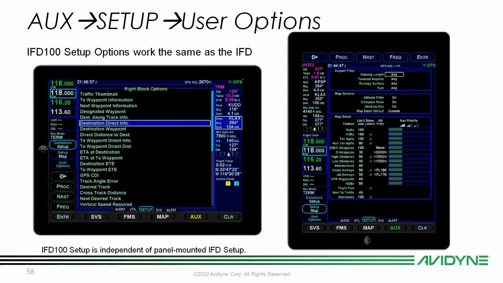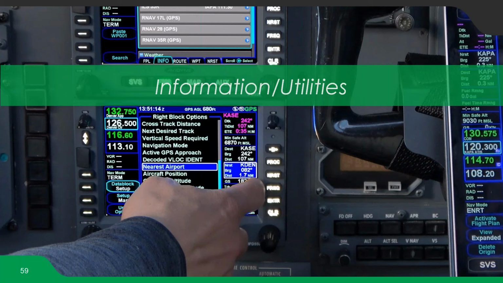And then, of course, with IFD 100, those setup options work exactly the same as the IFD. So you can further customize IFD 100, maybe you want the same information, maybe you want a completely different data set when you're running IFD 100. The methods of setting up IFD 100 are essentially the exact same way. Obviously, no knobs on your iPad, so it's going to be touchscreen only for IFD 100, but we have the ability to set up those data blocks in the exact same way that we did on our IFD.